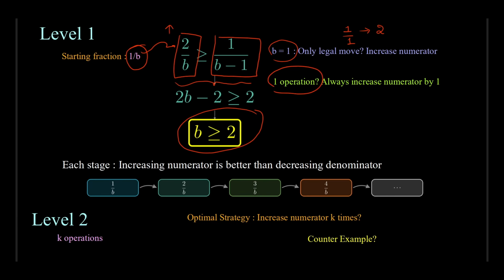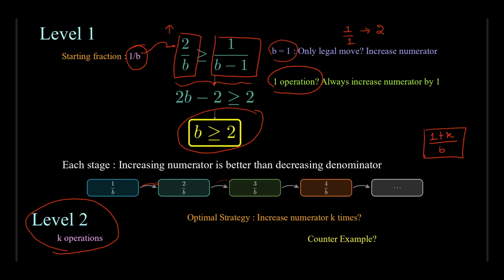So now let's go to the harder version of this problem where you are allowed to do exactly k operations. So you might think that, okay, at each stage it is beneficial to increase the numerator by 1. So if you are allowed to do k operations, the answer should be 1 plus k by b, right? Because at each stage you are making the best possible choice that you can get.